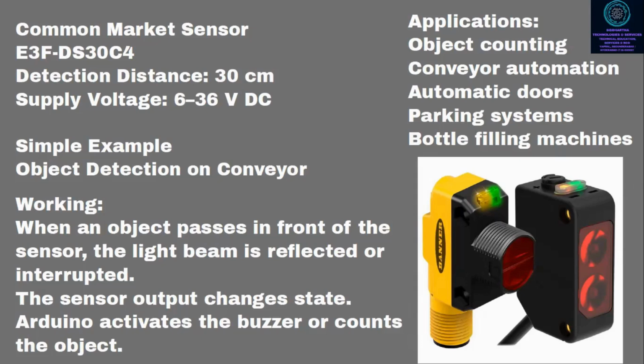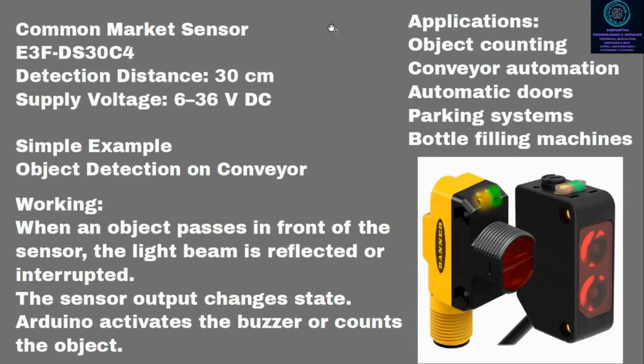Applications, where do we use this? Object counting, conveyor automation, automatic doors, parking systems, bottle filling machines. This is very common in bottling plants. But please remember, these sensors are a bit costly compared to your capacitive and inductive sensors.